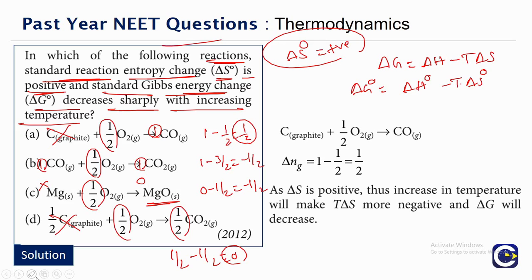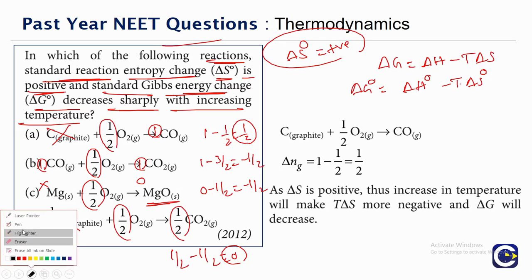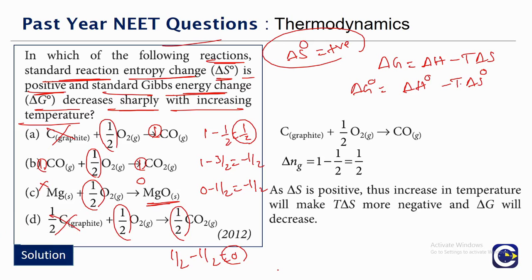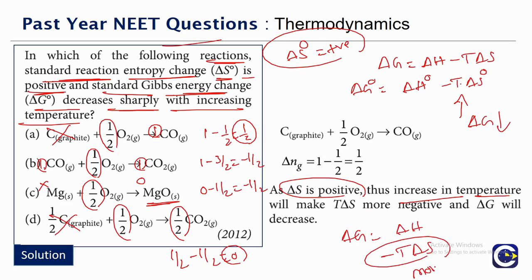And as we discussed, when the entropy is increasing, the delta S is positive. Delta S positive means as we increase the temperature, del G value will sharply decrease. Del G will have two terms, right? One term is del H, the other term is minus T del S. This term will become more and more negative. Before the T delta S we have a minus, right? That's why the second term is going to become more and more negative. So we will see that delta G is going to be decreasing sharply with increasing temperature.